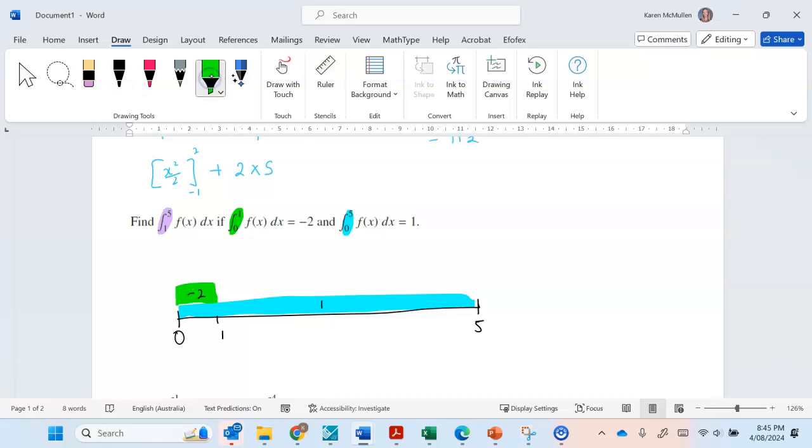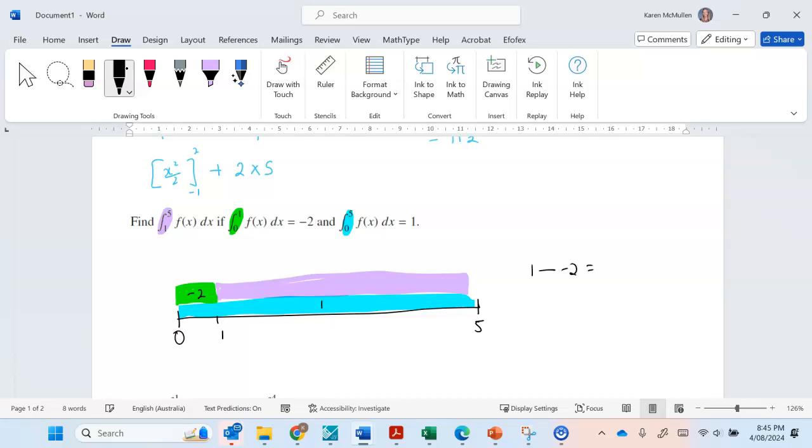And I want this purple section. I want to go from 1 to 5. So I want this whole section here. You'll notice that purple is basically the blue section minus the green section. So it's 1 minus, so 1 being the blue, minus the green, which is -2.